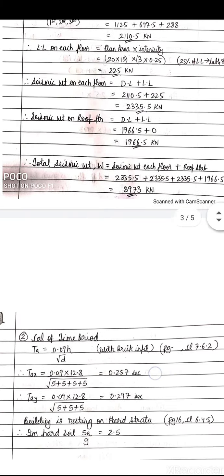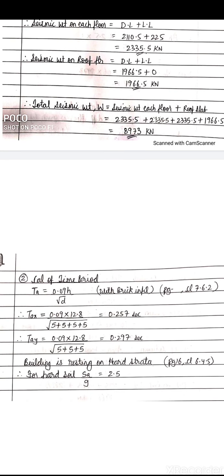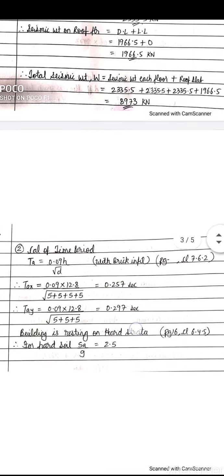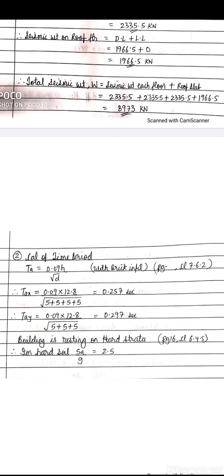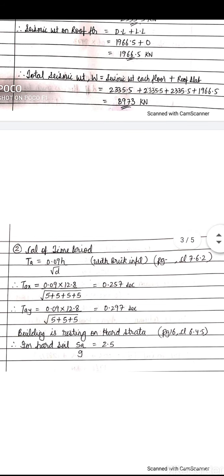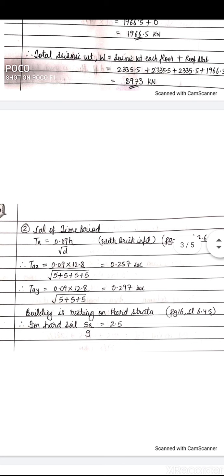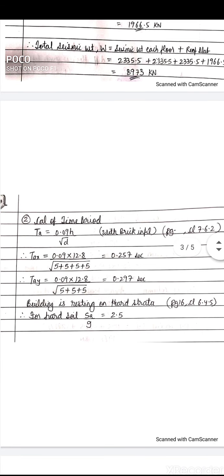So now let us go to the second step, that is the calculation of the time period. So the time period is given as 0.09 h upon under root d, because it is already mentioned in the question that it is with brick infill panel. Now we know that this plan is not symmetrical in both the directions. So in x direction, the length is 20, in y direction it is 15. So we have to find out the time period in both the directions, in x as well as y.